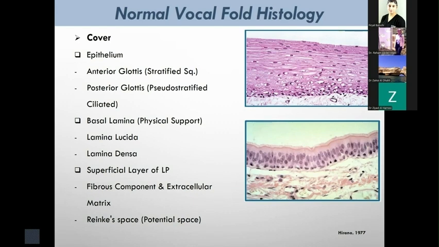Deeper to the epithelium and basal lamina are the three layers of the lamina propria. The most superficial is the superficial layer of the lamina propria, or the SLP, and it is mostly acellular, composed of extracellular matrix protein and fibrous components. The potential space between the SLP and the intermediate layer is the Reinke space. In this space, there's sometimes accumulation of gelatinous-like fluid, which forms Reinke edema.